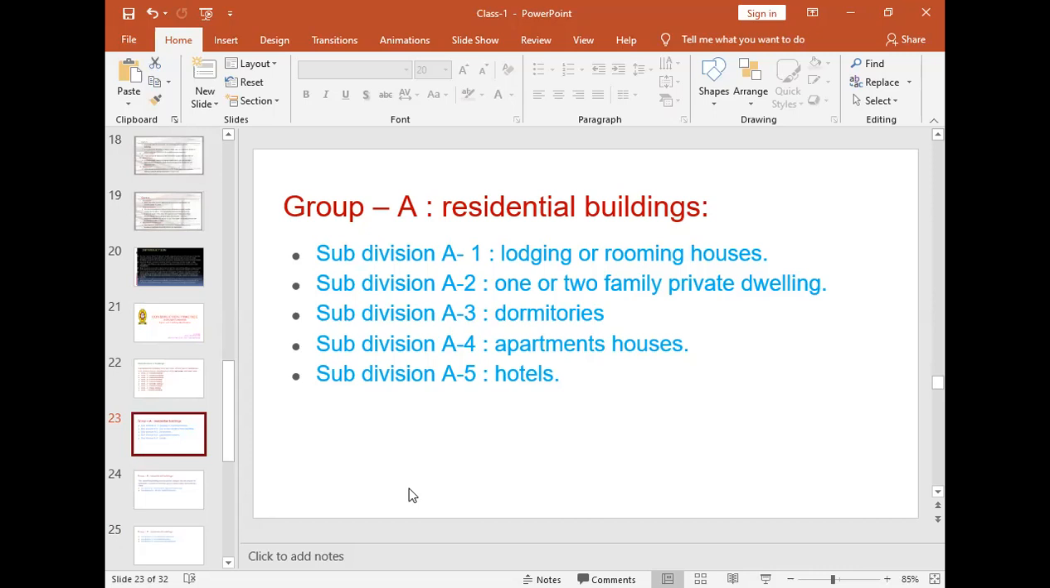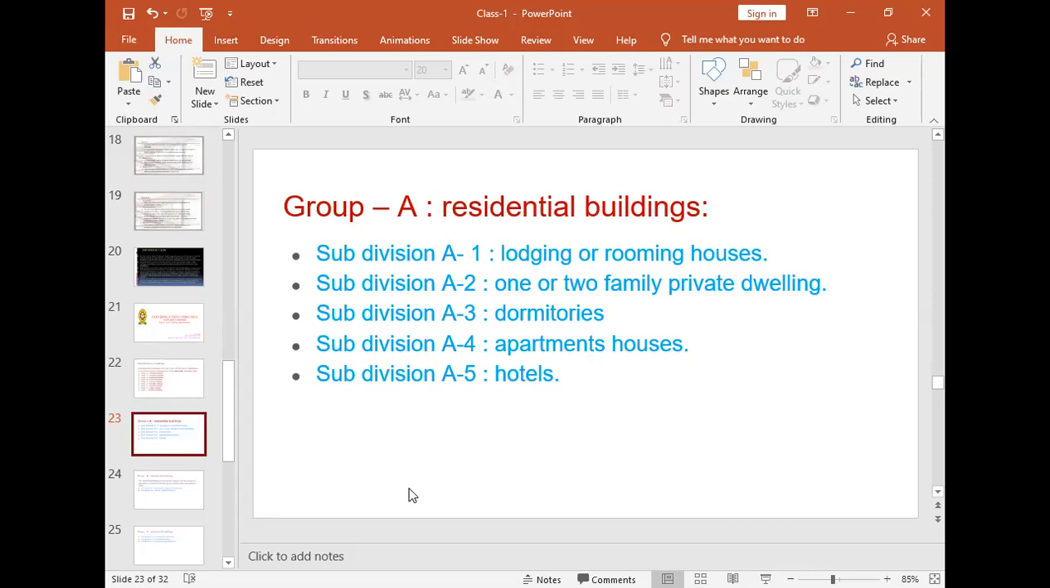In the first, lodging or rooming houses are used only for accommodation purposes, with or without dining and cooking facilities. In these buildings, not more than 40 people are accommodated at one place. In subdivision 2, one or two family private dwellings, this category accommodates only one or two families at one place, not more than 20 persons.